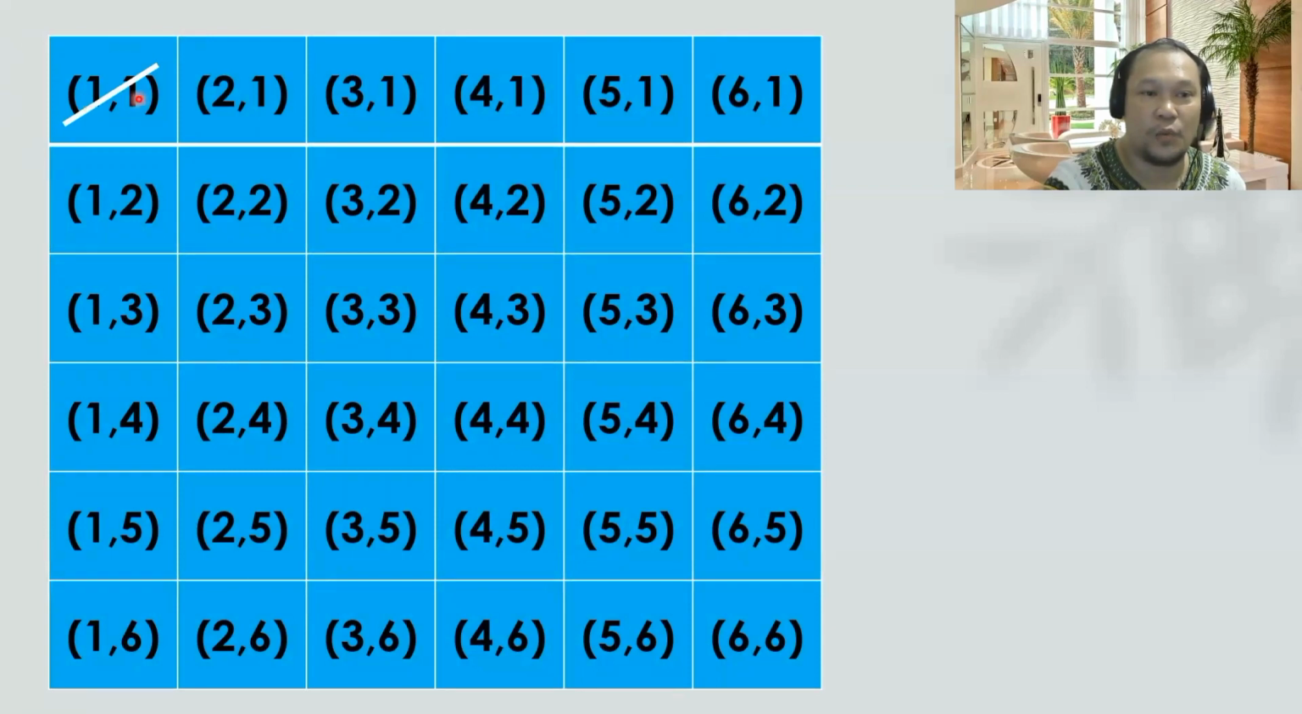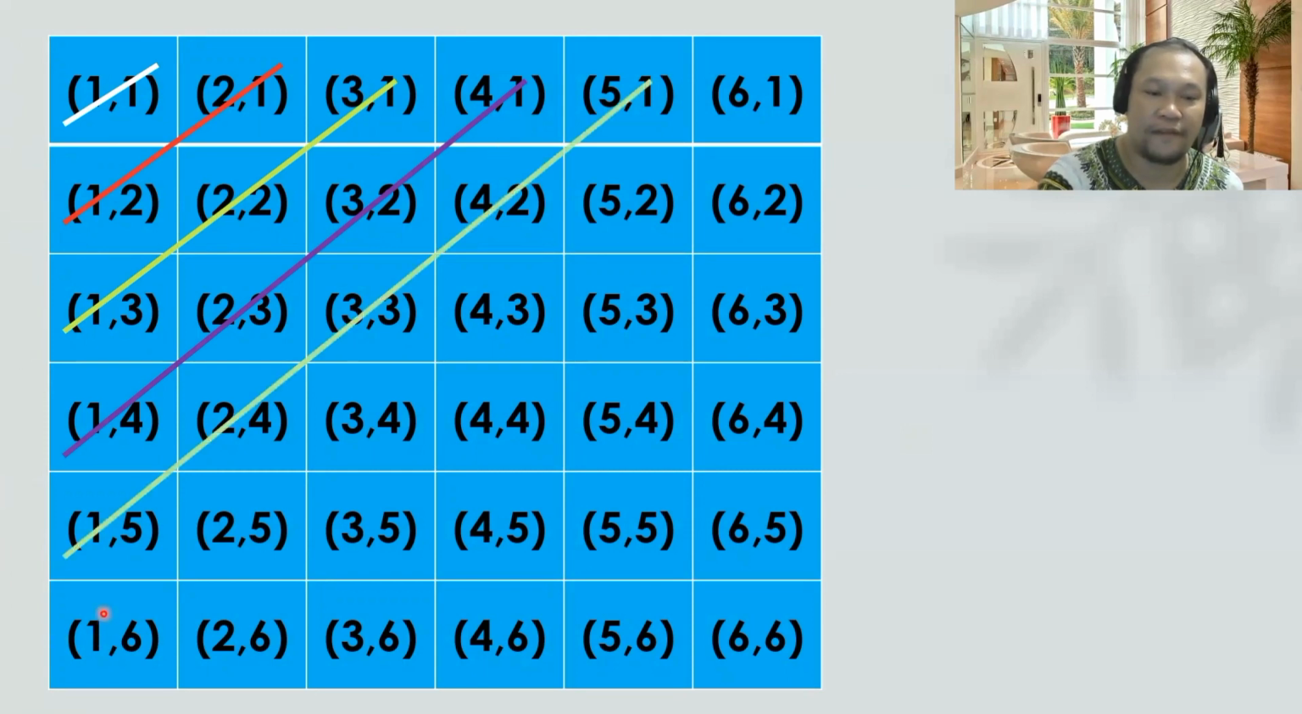This is 1 and 1, we have a sum of 2. We have 1, 2 and 2, 1, it's 3. Next, we have 1, 3, 2, 2, 3, 1, we have 4. 1, 4, 2, 3, 3, 2, 4, 1, we have 5. Meaning to say, the sum of the upturned faces of a pair of dice.